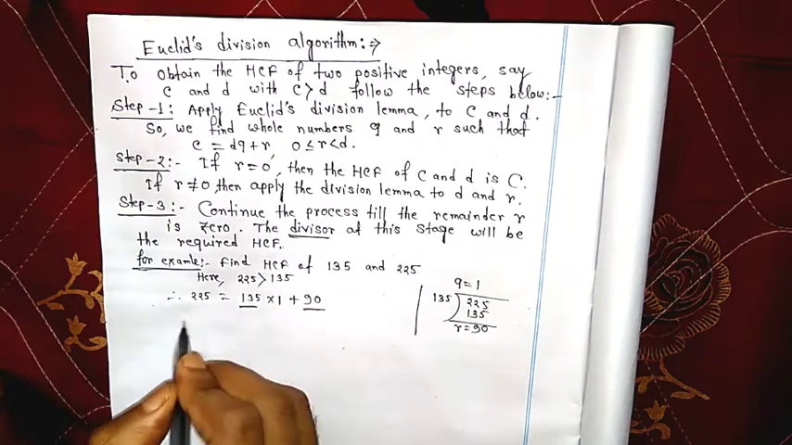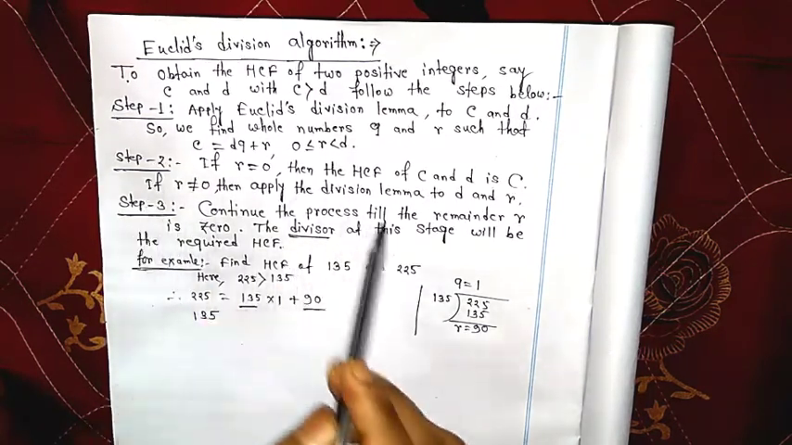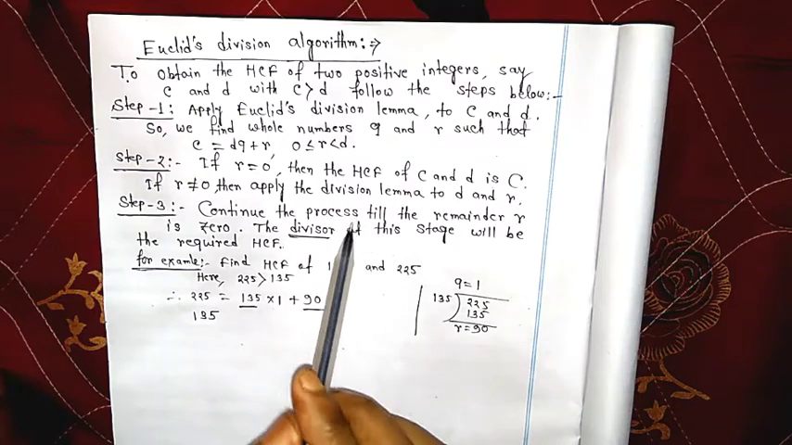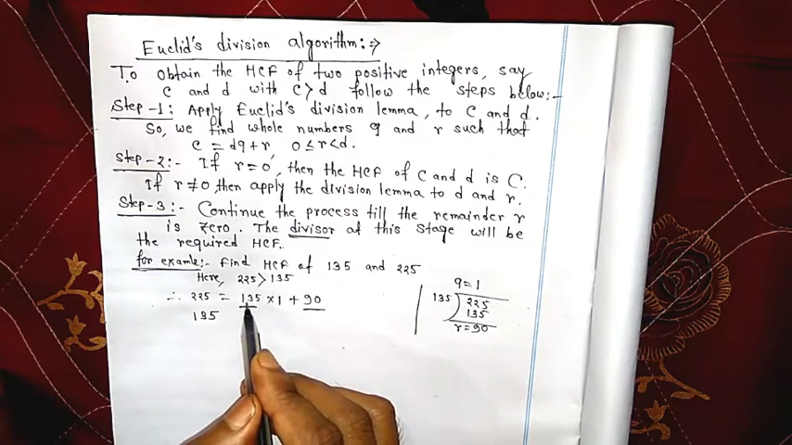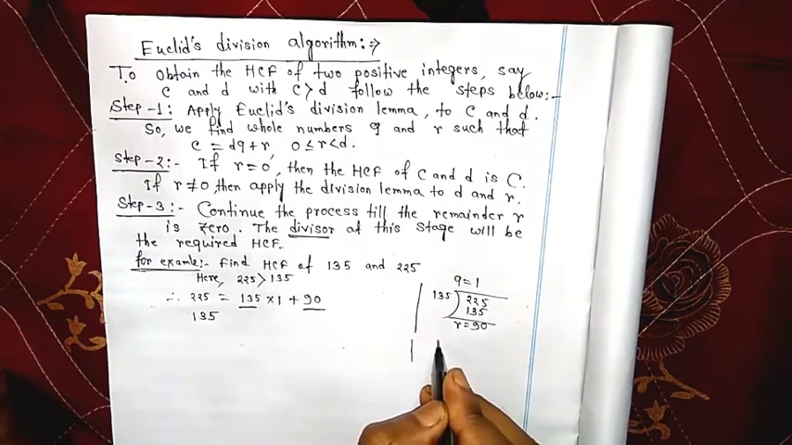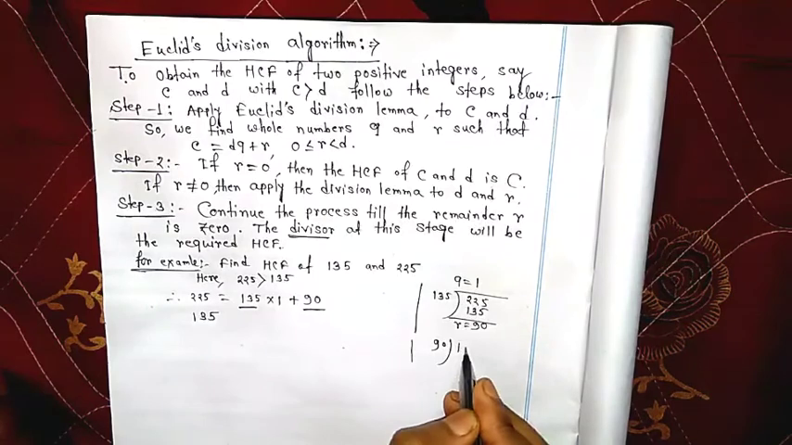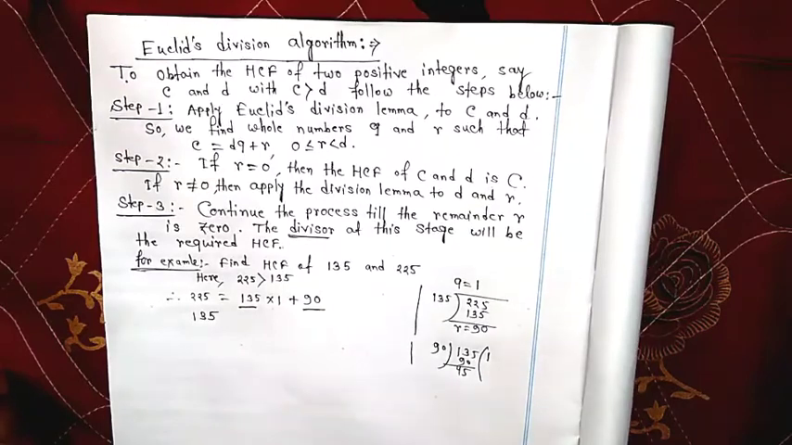Again we use Euclid division lemma on 135 and 90. Again we divide 135 by 90, then the quotient is again 1 and the remainder is 45.